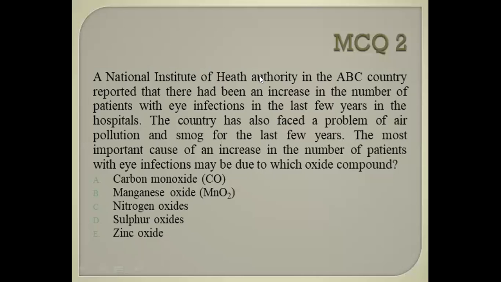MCQ 2. A National Institute of Health authority in ABC country reported that there had been an increase in the number of patients with eye infection in the last few years in hospitals. The country has also faced a problem of air pollution and smoke for the last few years. The most important cause of an increase in the number of patients with eye infection may be due to which oxide compound? Carbon monoxide, manganese oxide, nitrogen oxide, sulfur oxide, or zinc oxide.